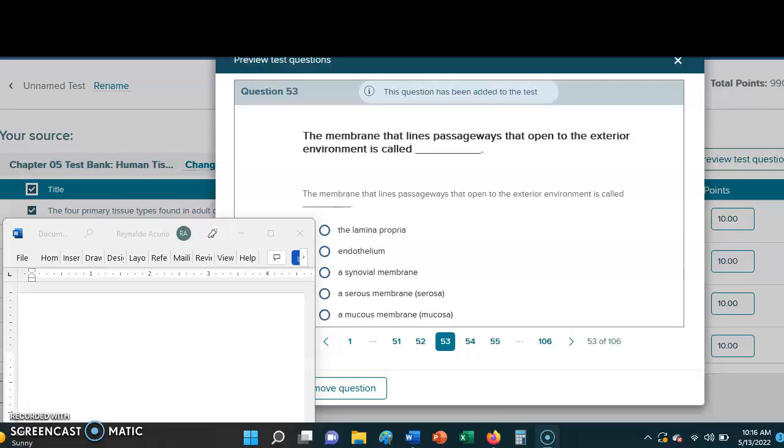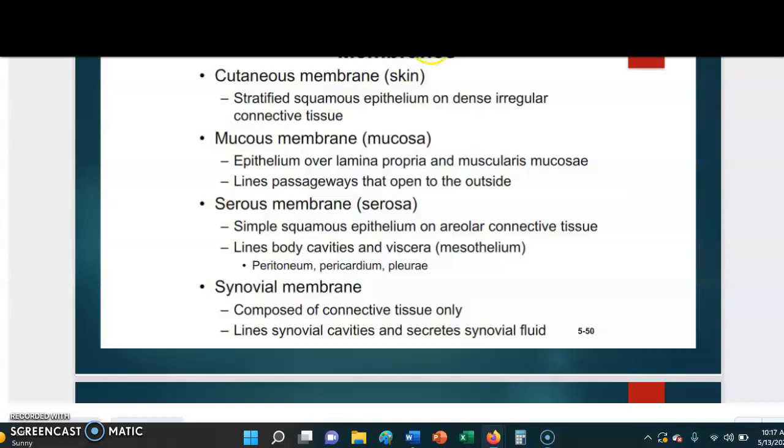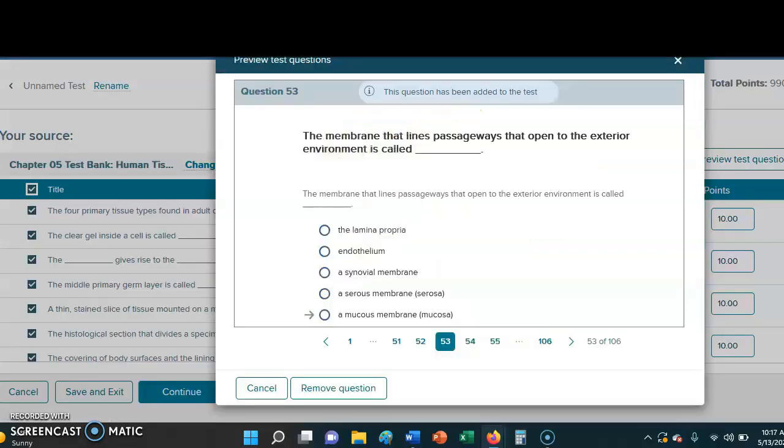Okay, next question. The membrane that lines passageways that open to the exterior environment is called. Okay, let's stop the video for 5 seconds so you can think about your answer. So let's take a look at the figure. So we have right here membranes, and we have mucous membranes, mucosa, and right here it says lines passageways that open to the outside, to the exterior. That's the same thing, right? So then it should be mucous membranes. So going back to the question, and that's what we have right here, mucous membrane.